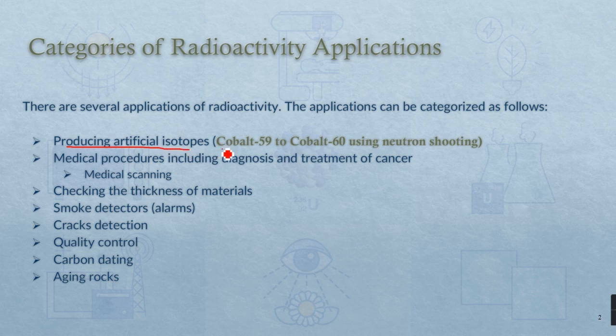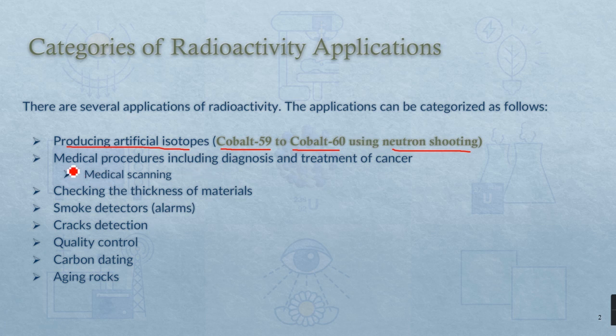For example, we can have a stable isotope like cobalt-59, and then using neutron shooting we can create an unstable isotope like cobalt-60. That isotope will further break down and release some energy and some other neutrons, and we can generate some release of nuclear energy using those artificial isotopes.